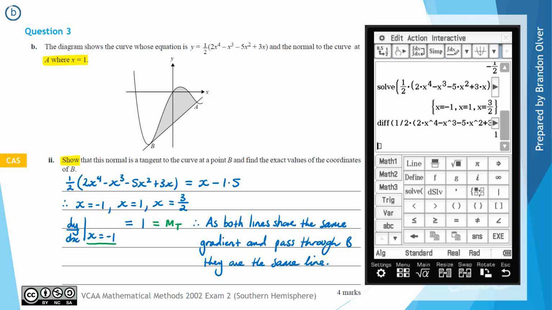Now, that wasn't all this question required us to find. It said find the exact values of the coordinates of the point B. So that's the last thing we have to do for this question. So we knew that the point B had an x value of -1. So that means we can calculate what the y value is.